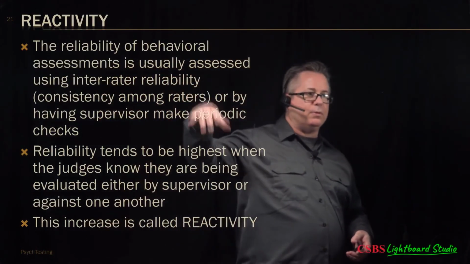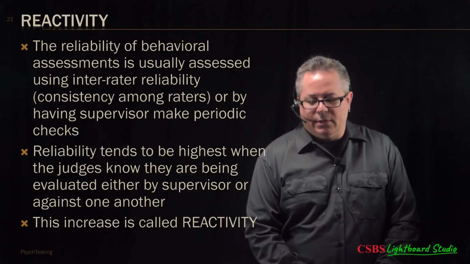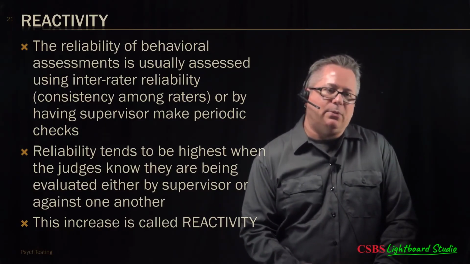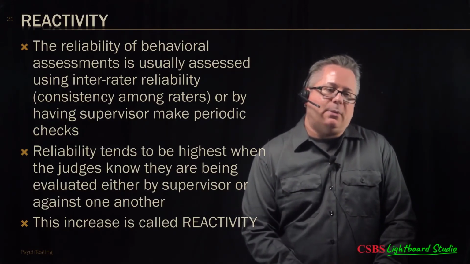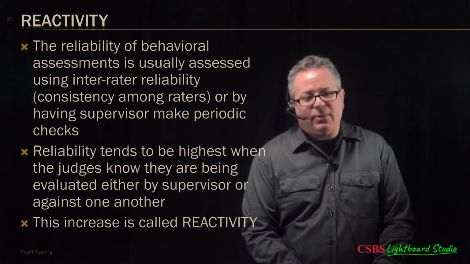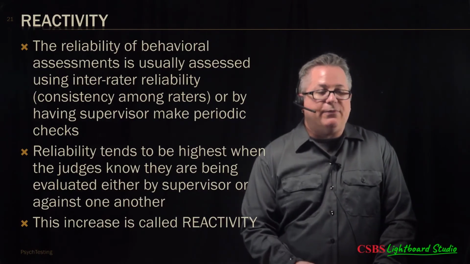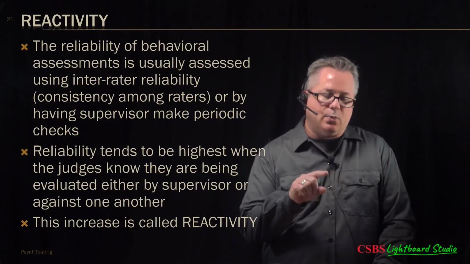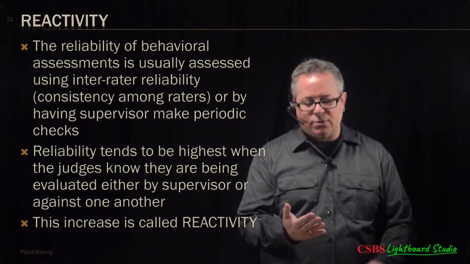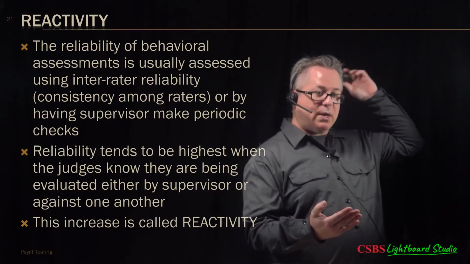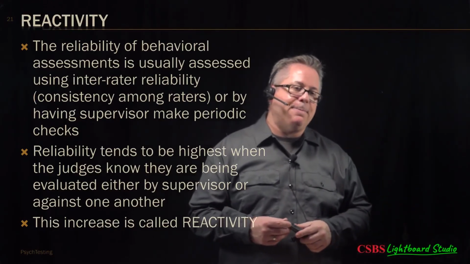We talked about this earlier, right? The reliability of behavioral assessments is usually measured with something like Cohen's kappa, where you're looking at inter-rater reliability, which controls for random agreement between people. Reliability tends to be highest when the judges know they're being evaluated. So this gets a little bit meta, right? If I'm a judge watching targets, respondents, looking for behavioral things and trying to code those, and I know that I'm being supervised, that someone is watching me judge the respondents, then I'm likely to be more accurate.